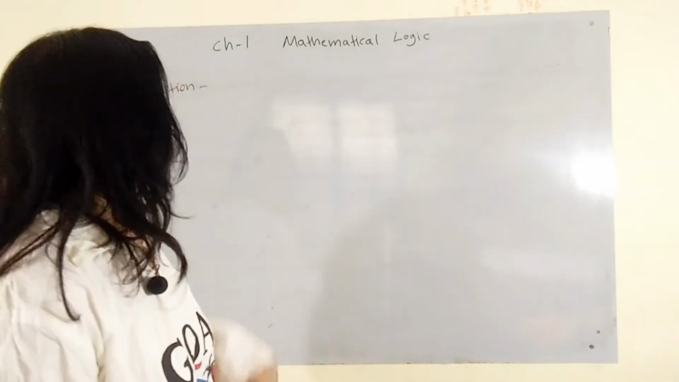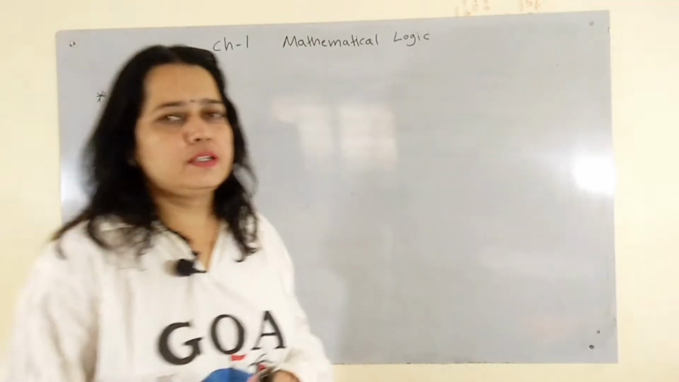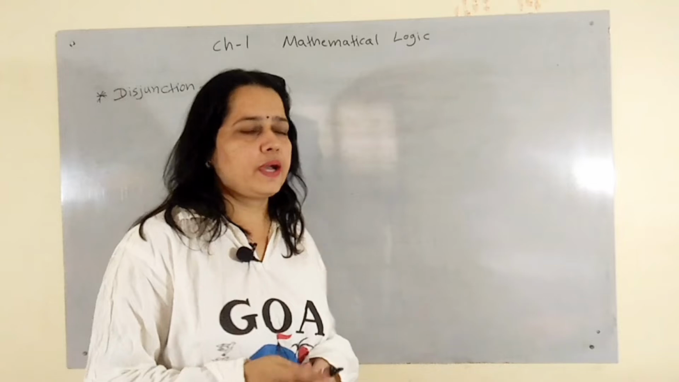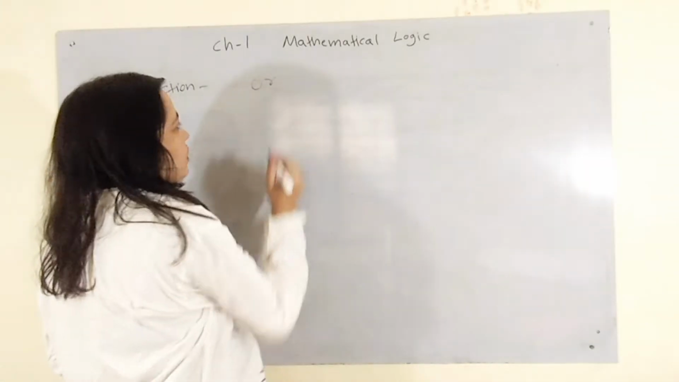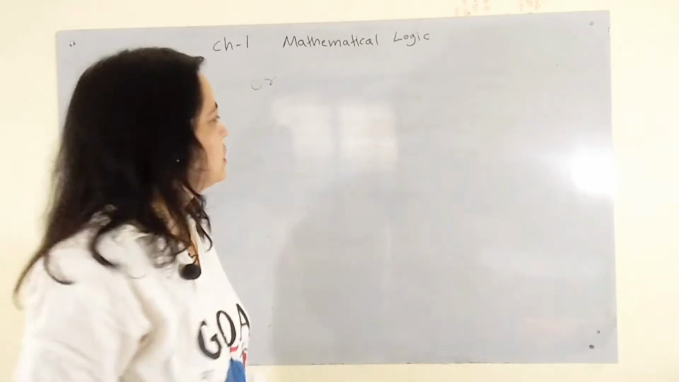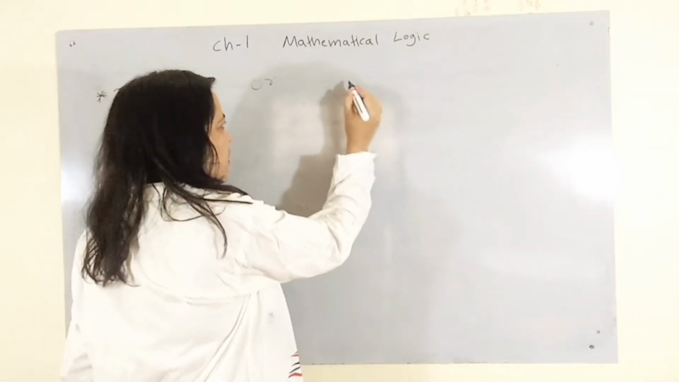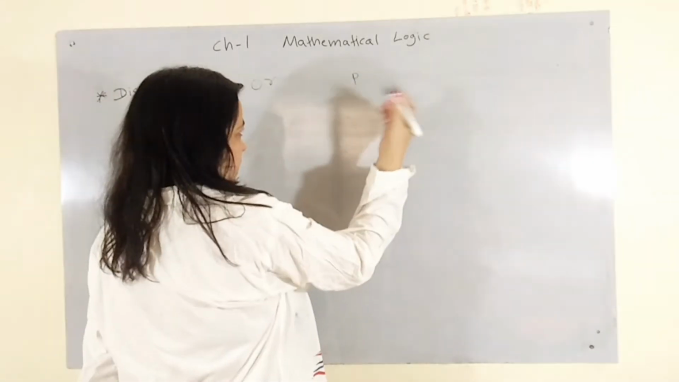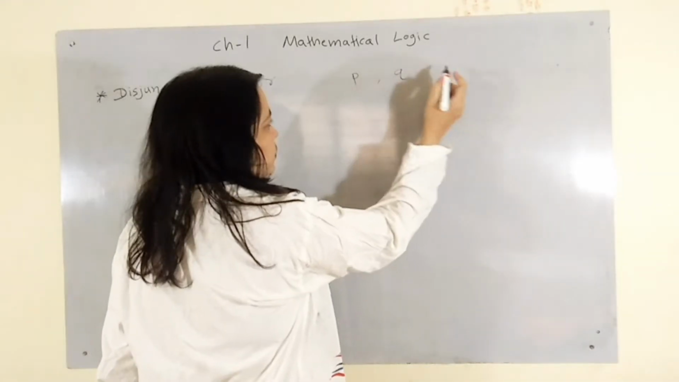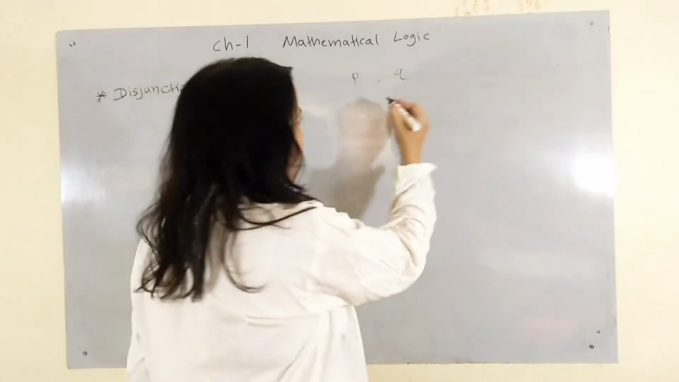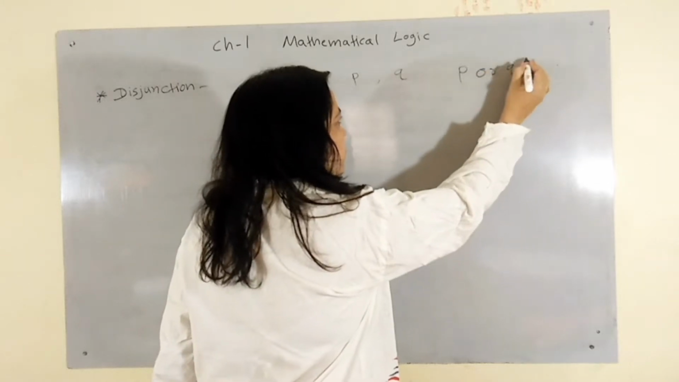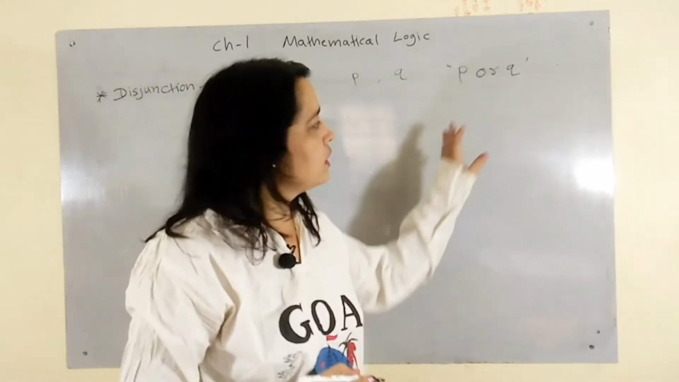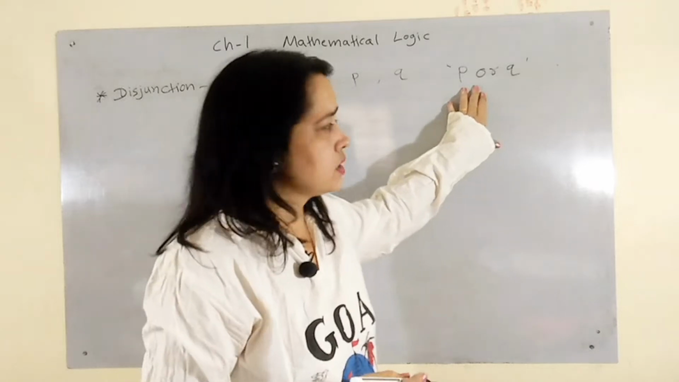Our next point is disjunction. If two statements are connected by connective or, then it is known as disjunction. Suppose here two statements, P and the second statement is Q. Then if these are connected by P or Q, then it is known as disjunction.